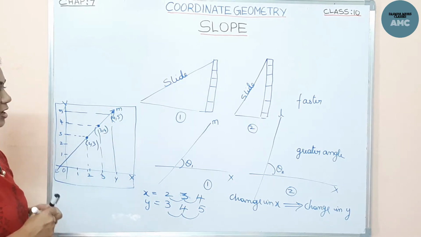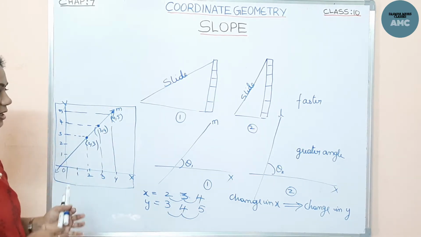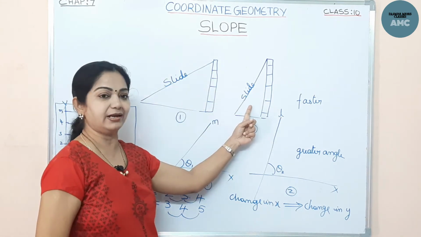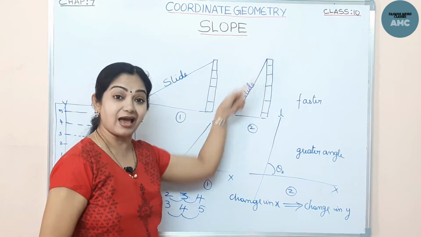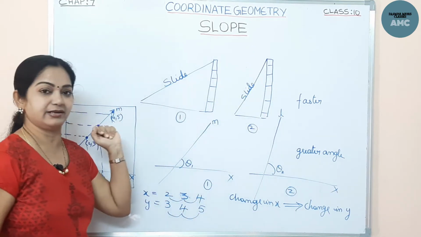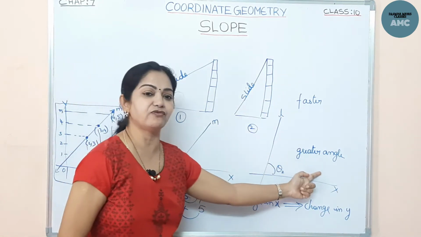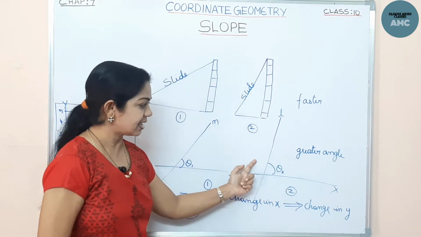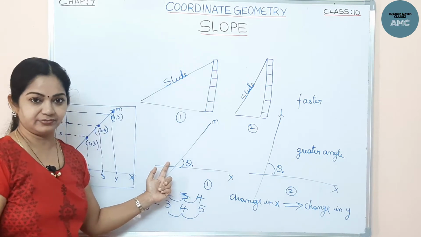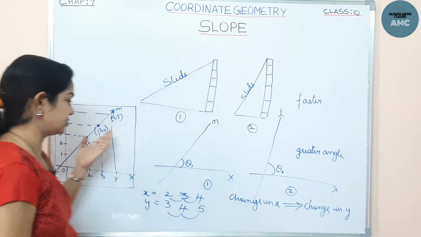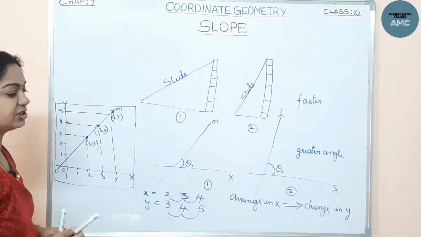So likewise, if you see in the coordinate plane, in the case of a slide in a park, I can slide faster on this slide than on that slide. And in the case of angles, this line L is making a greater angle than this line M, isn't it? Now the same thing you see here, that means a change in y.